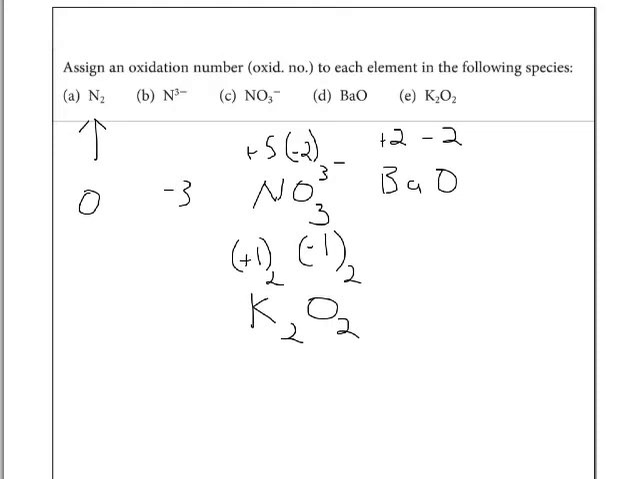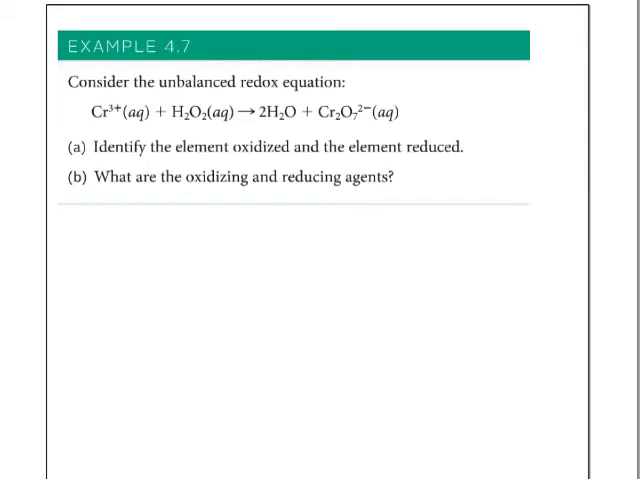It's really not quite as hard as it looks when you look at the list of the rules for assigning oxidation numbers. Okay, so this is a good example of how we can use the rules and also figure out what the terms oxidizing and reducing agents mean. So let's just go through and assign the oxidation numbers. For chromium, the charge is 3+, so the oxidation number is +3. For H2O2, the oxygen in this case is going to be -1. For H2O, the oxygen is going to be -2.